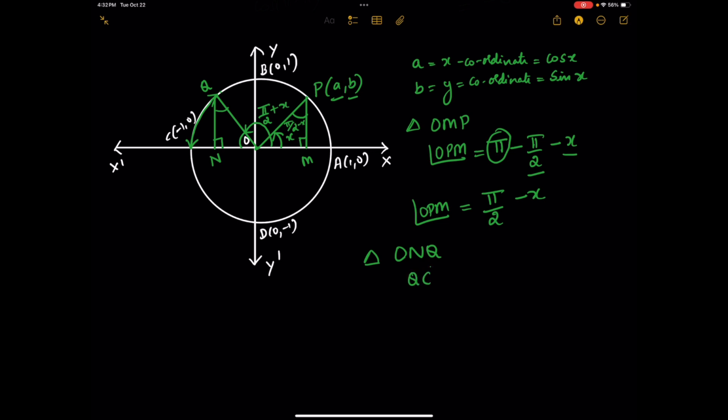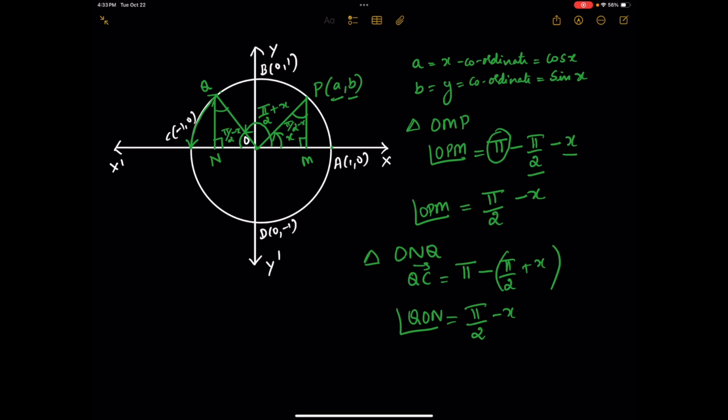So RQC, we can find that out by subtracting pi minus pi by 2 plus x, because pi is the entire arc of A to C, which is 180 degrees, and then we have arc A to arc Q, which is pi by 2 plus x. So we are subtracting pi minus pi by 2 plus x, which is pi by 2 minus x. So the angle formed at O here is pi by 2 minus x, which is angle QON.